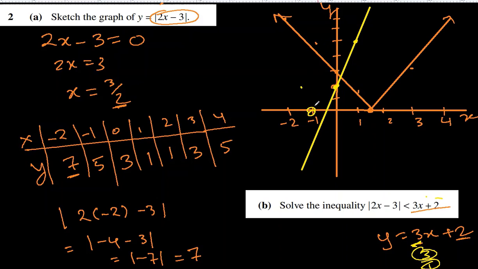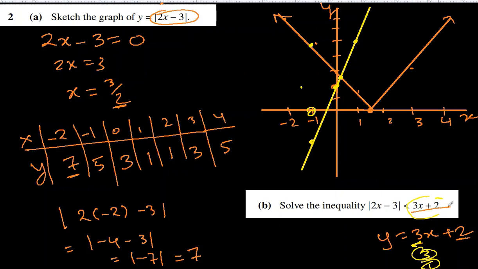At x equal to minus 1, this yellow graph is lower and the orange graph is higher. That means that is not fulfilling the condition. It is the same condition till they cross here, that orange graph is above yellow graph.